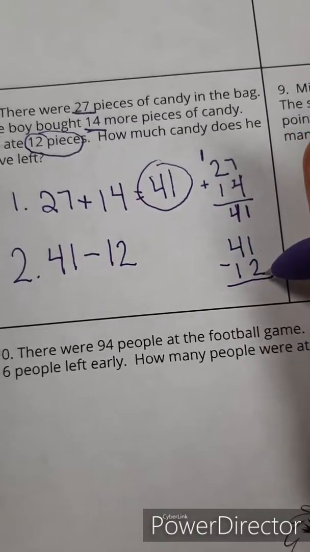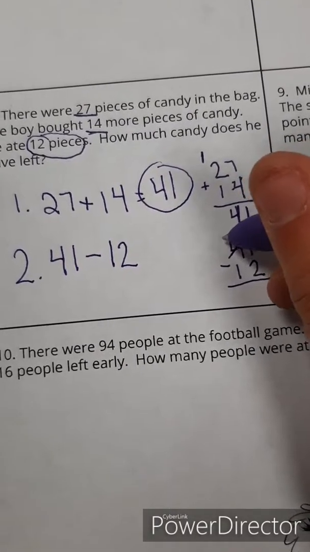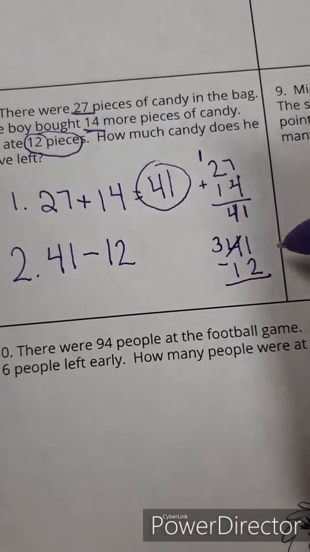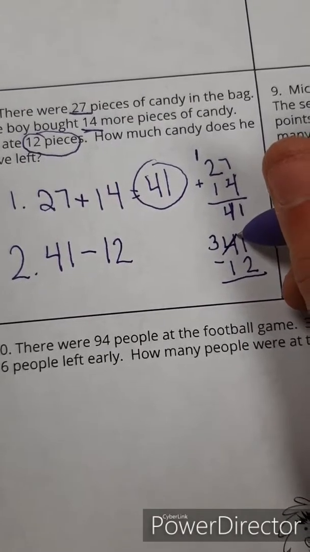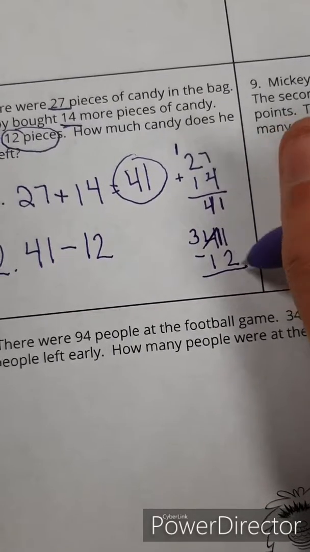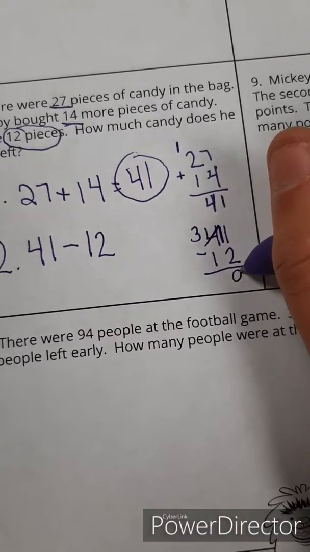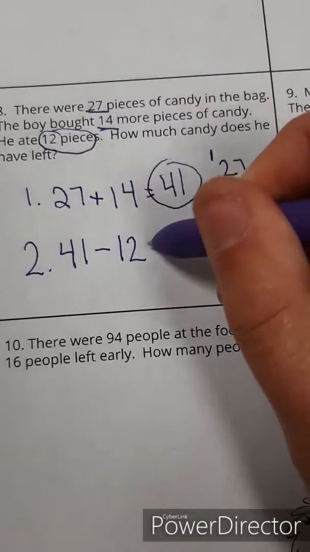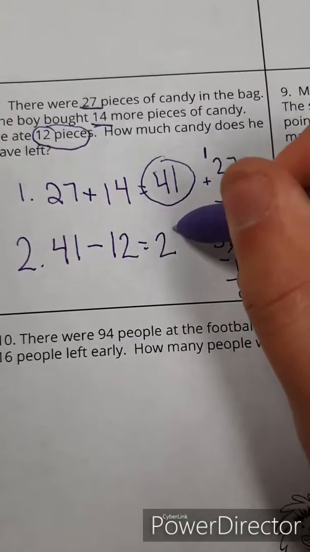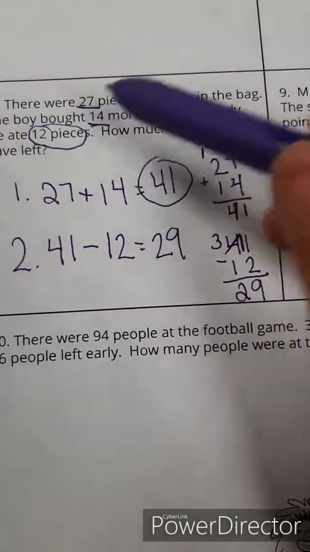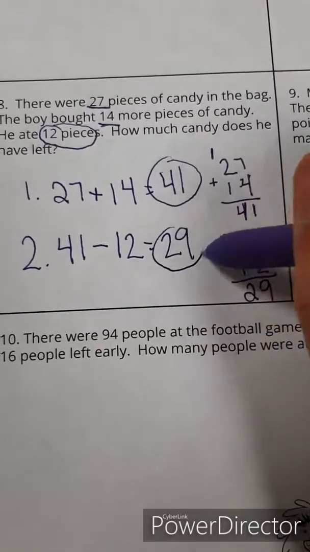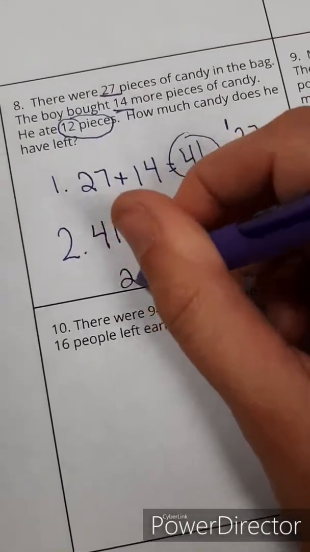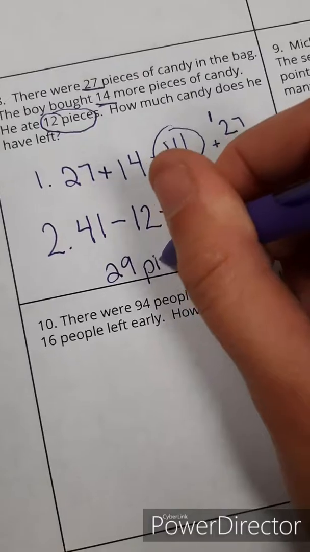I can't do 1 minus 2, so I have to borrow from my neighbor. That makes this worth 30 instead of 40. And then I'm going to turn this into an 11. 11 take away 2 is 9. 3 take away 1 is 2. So after he ate 12 pieces, he now has 29 pieces left. So my answer is 29 pieces.